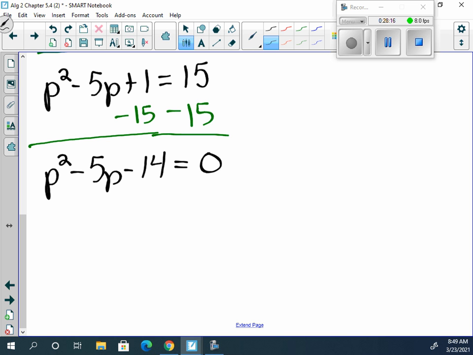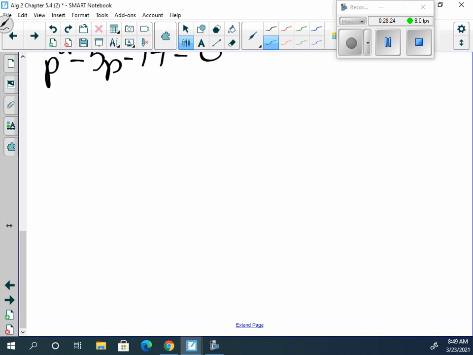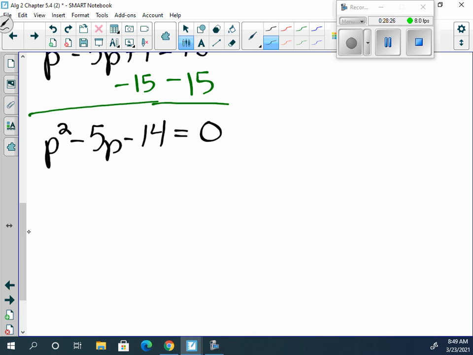Do we want to factor it or use the quadratic formula? Either works. Because since the 14 is negative, we know the signs are going to be opposite. Now, since p squared is by itself, really we're going to be subtracting the factors of 14. So what factors of 14 can we subtract to get 5? 2 and 7. 7 minus 2 is 5, or really negative 7 plus 2 is negative 5. So this does work. It will factor.